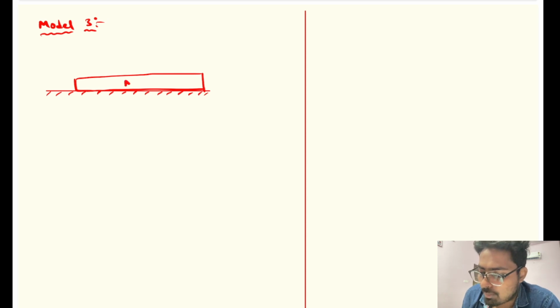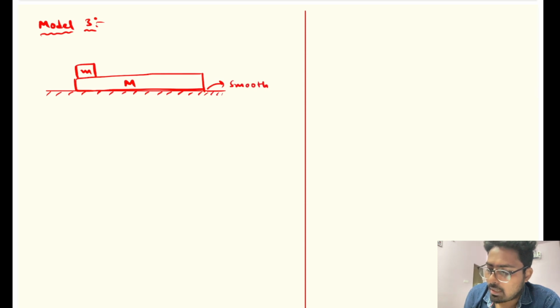So let's say this is capital M block, and this is, let's say, small m block, and let's say the ground is smooth, and here let's say there is a coefficient of friction mu between them.